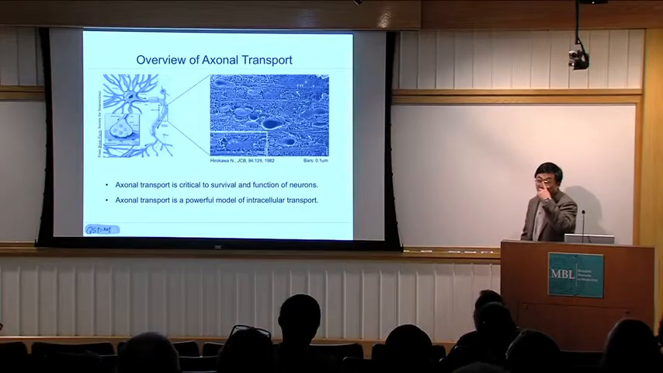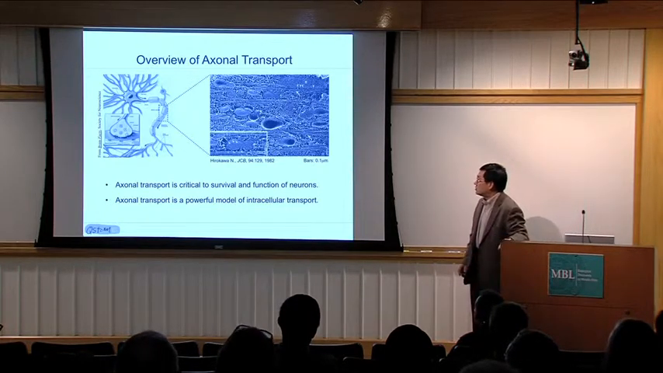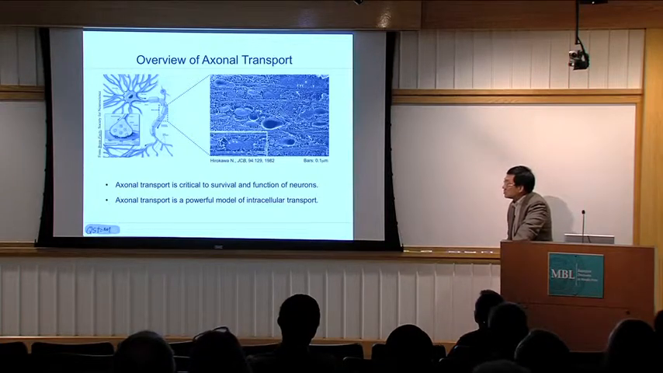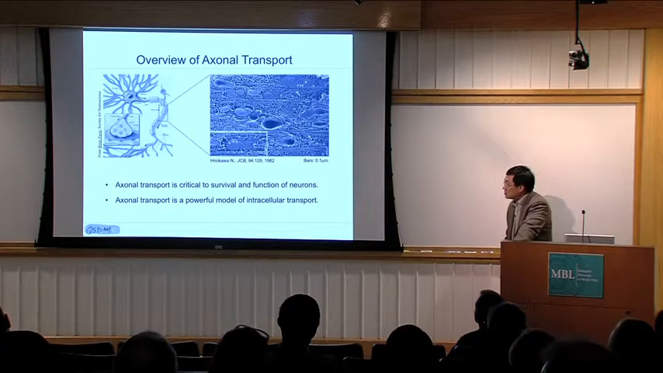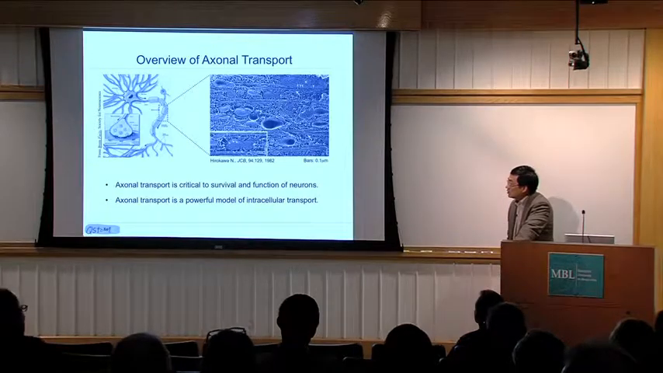Now, the reason we're interested in this process is that first of all, it's critical to the survival and function of the neurons. But also, from a more general biology perspective, because of the geometry of the neuron, this gives us a highly simplified system, as you will see in a moment, which makes our life much easier in imaging. This also provides a very powerful system to study intracellular transport in the more general context, meaning that what we learn from this will tell us more about this process in non-polarized cells.